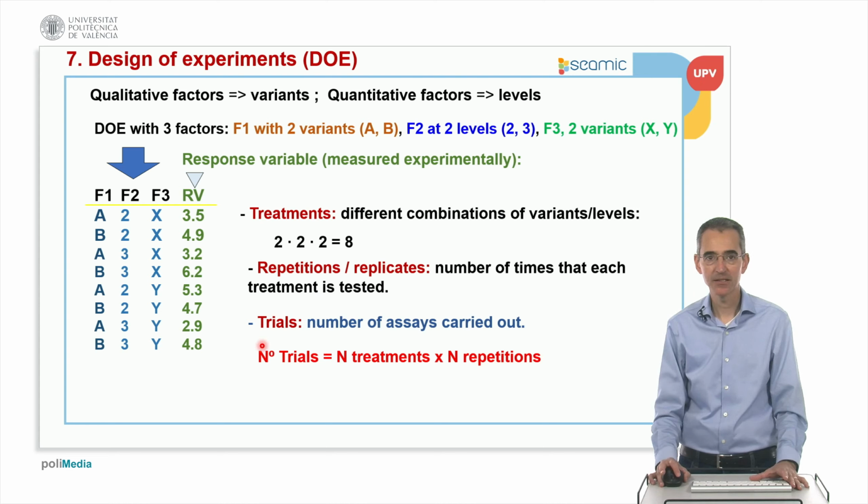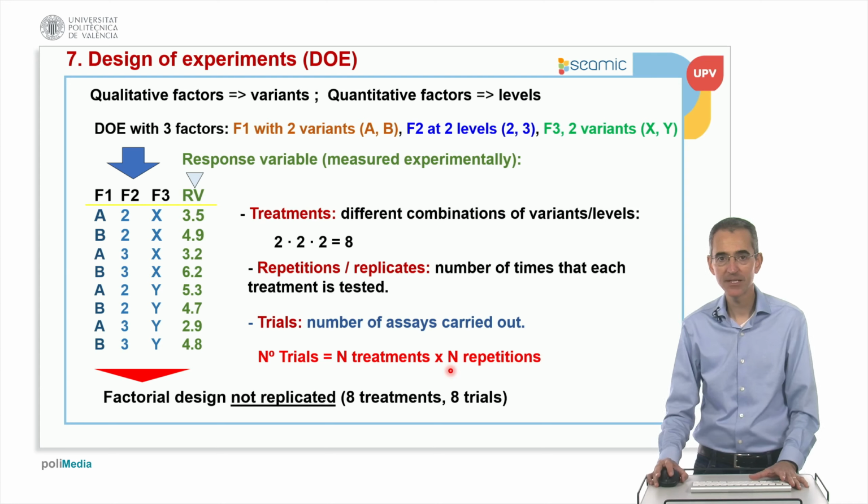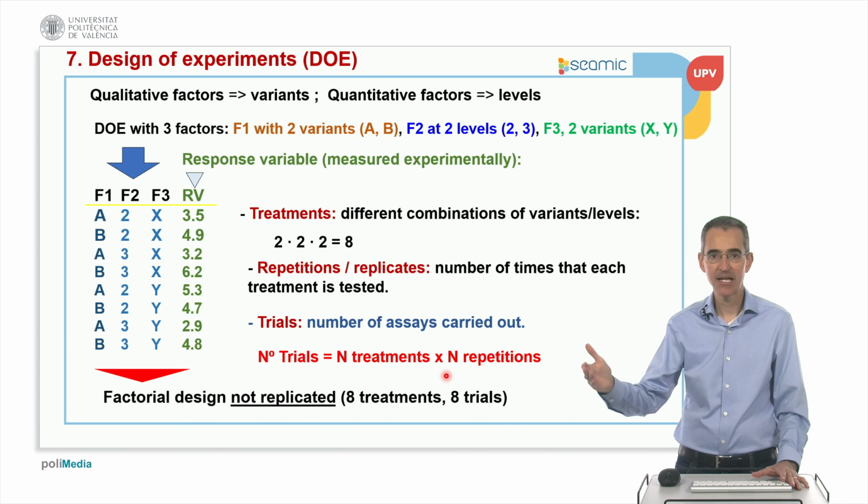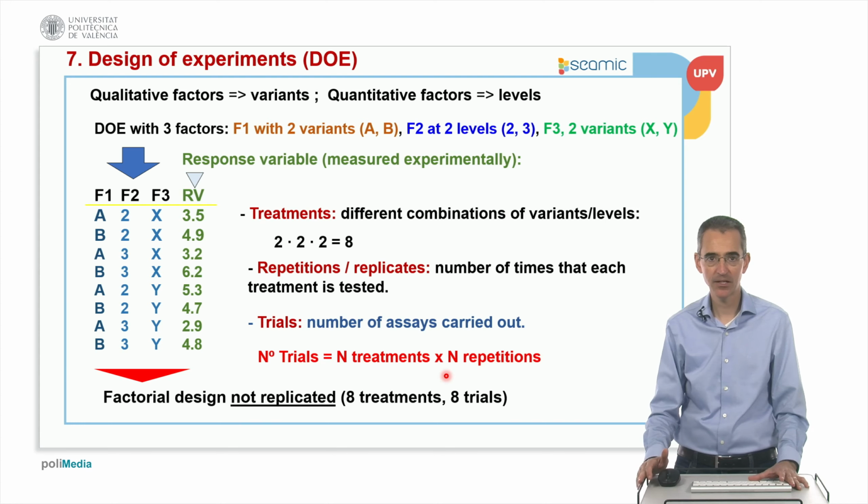The trials is the number of assays that we carry out. So it's the number of treatments multiplied by the number of repetitions. In this case, we have 8 treatments, but just 1 repetition, because we don't have replicates, so 8 values in total. So we will say that this is a factorial design, not replicated. It has 8 treatments and 8 trials. You can see that this slide contains the definition of the different concepts that we will use in the design of our experiment.